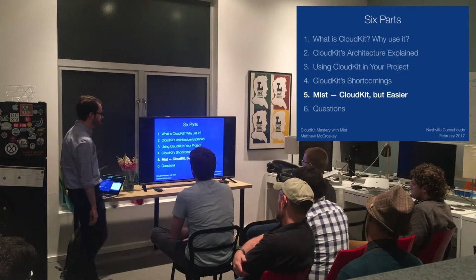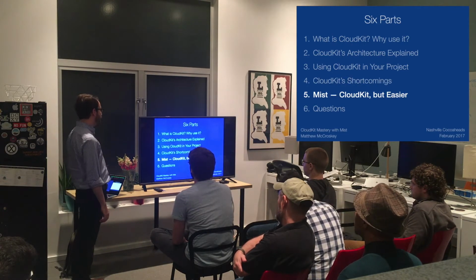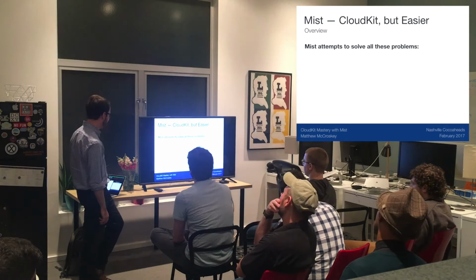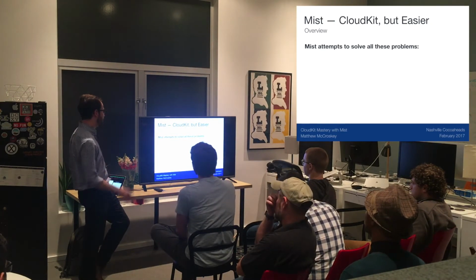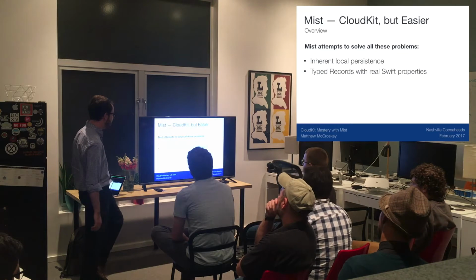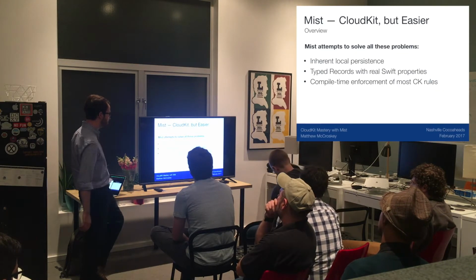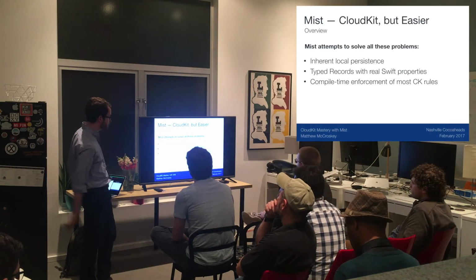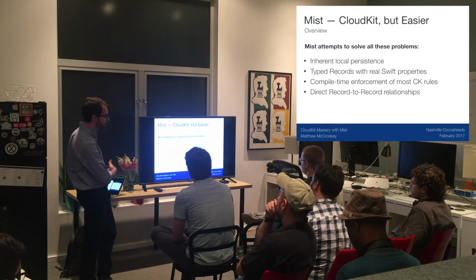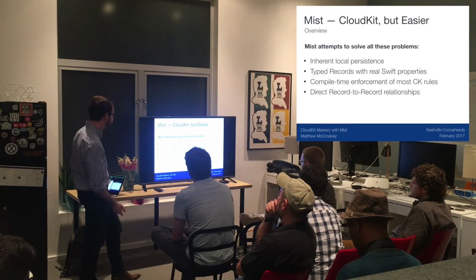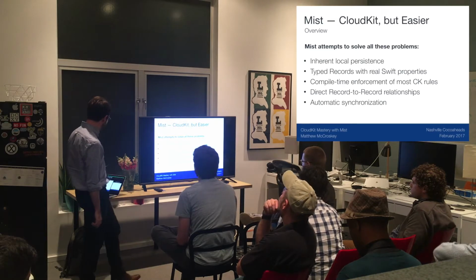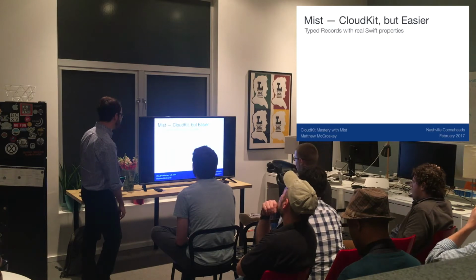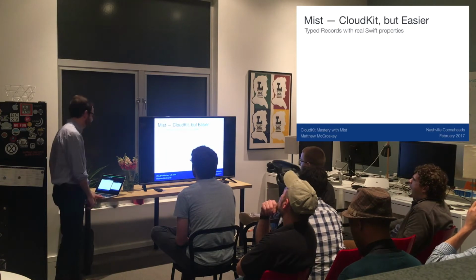So my project is intended to solve all those problems. I will give you the very high-level version, and to be honest, it is a work in progress that I would love your help on to make a little more mature than it is at the moment. But I'll talk about how I solve these problems at a very high level. It has inherent local persistence. It has typed records with real Swift properties that work the way you would expect them to. Because of that, it enforces most of CloudKit's rules at compile time, has direct record-to-record relationships, so you're not having to do these multiple fetches, and has automatic synchronization. And because it has inherent local persistence, I'm going to skip the rest of the slides because they get too long in detail.